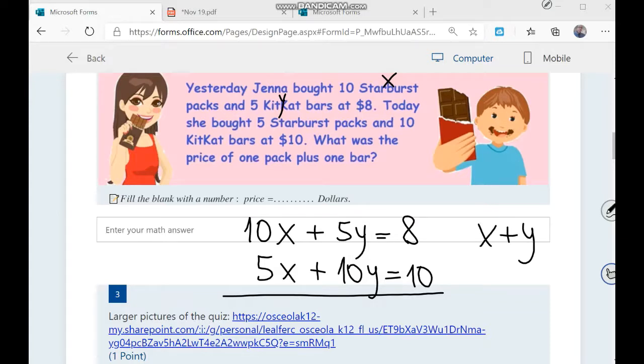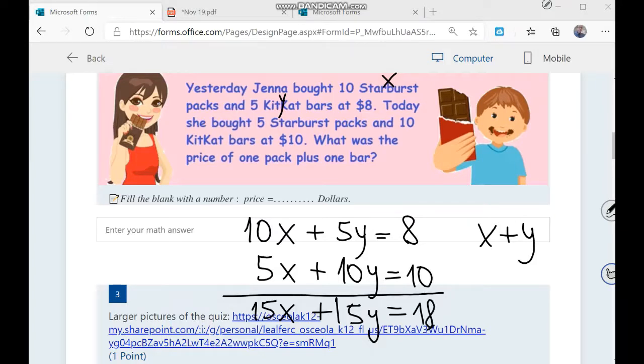We could apply the addition property, multiplication property, and steps 1, 2, 3 of the substitution method and find the answer for each one. But I think we can use a shortcut, an easier, quicker way. We add both equations: 10x plus 5x is 15x, 5y plus 10y is 15y, and $8 plus $10 is $18.